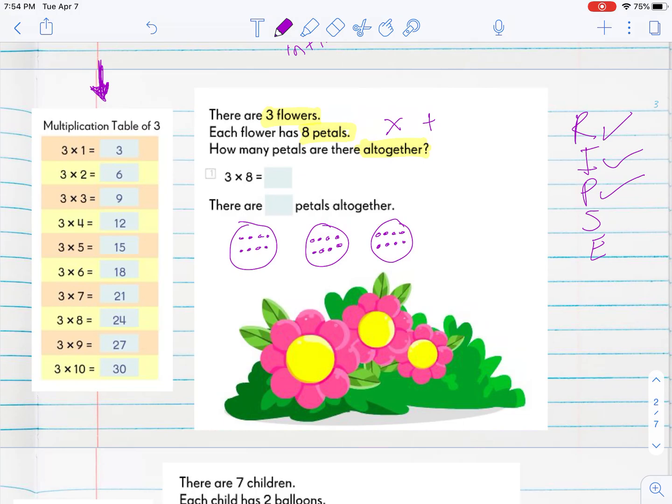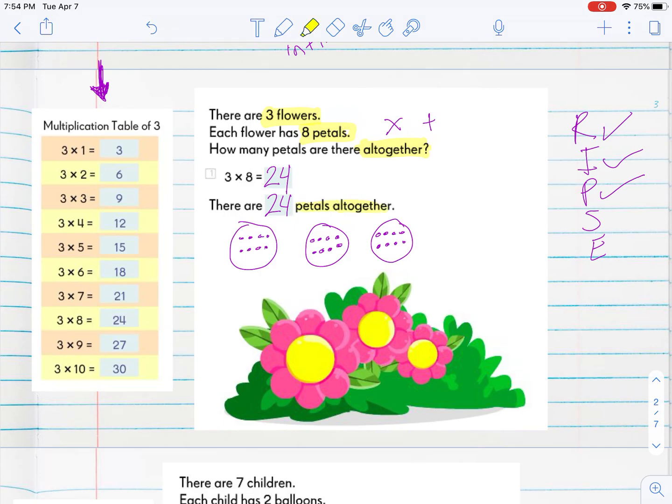Now, of course, because the table is here, I can look over and find the answer. However, mathematicians, you need to remember that we need to prove our answers to ourselves. So we're going to go ahead and count the dots that we've added. Okay, 1, 2, 3, 4, 5, 6, 7, 8, 9, 10, 11, 12, 13, 14, 15, 16, 17, 18, 19, 20, 21, 22, 23, 24. Okay, I have 24 petals all together.